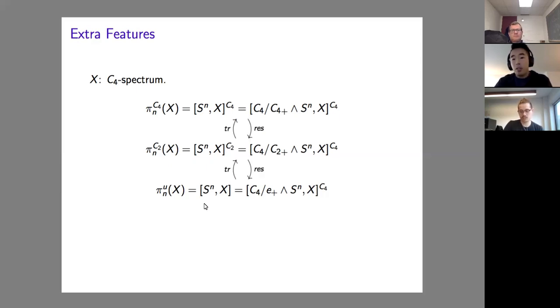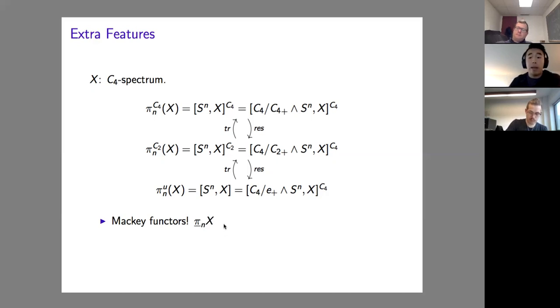And there are maps called the restriction and transfer maps. That's coming from the maps between these stable G-sets. So the restriction map always exists, and the transfer map only exists stably. But the point is, I have different homotopy groups, and there are maps between them. So I get extra data. And this extra data is what's called a Mackey functor. All this data is denoted by pi n of X with an underline to denote that it's actually a Mackey functor.